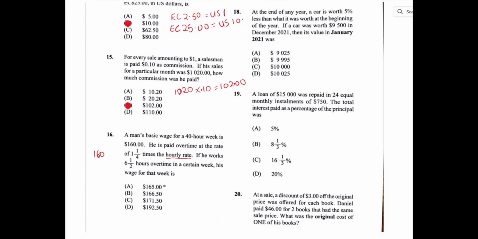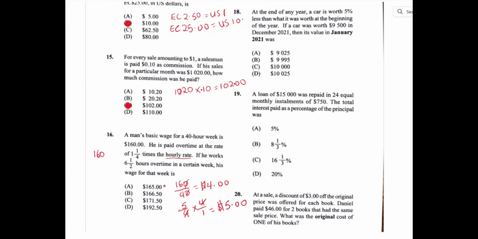Now we don't know what the hourly rate is, but we could figure it out because if he gets paid $160 for 40 hours, that means he's getting $4 an hour, right? And it means that 1.25, which is 5/4, times 4, means that for overtime, he's getting $5 an hour, because I just took the 1.25 and multiplied it by our hourly rate. So in overtime, he's getting $5 an hour, right?